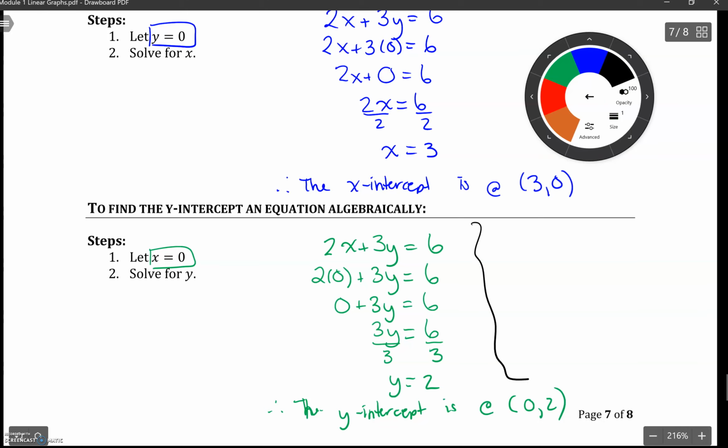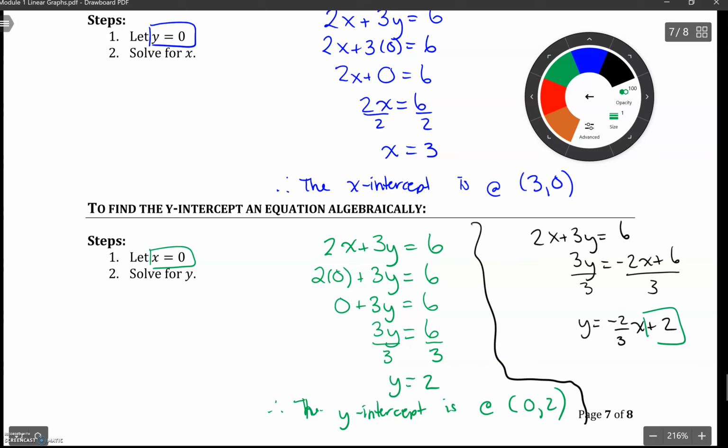Notice that if we took the equation 2x plus 3y is equal to 6 and rearranged it into mx plus b form, then we would have a slope of negative 2/3 x and then plus 2, and we could read the y-intercept that way as well.